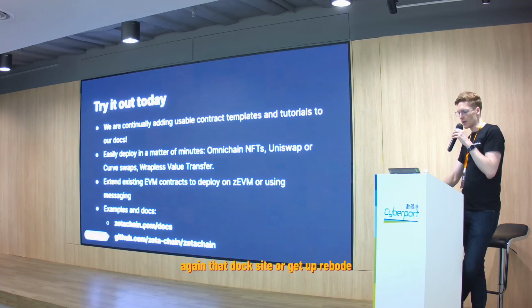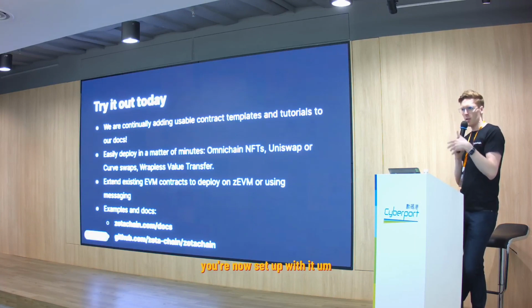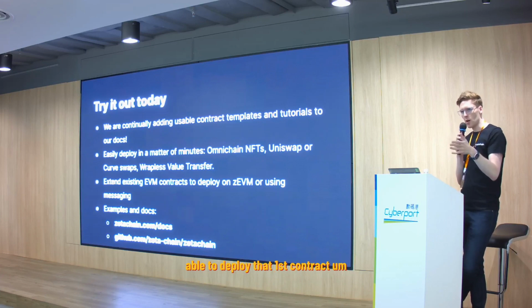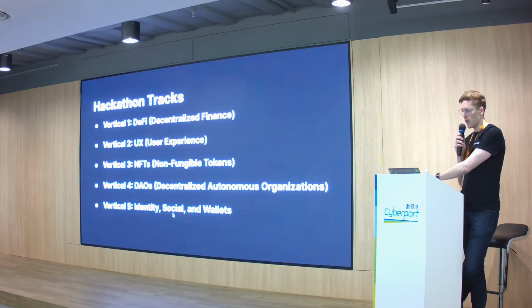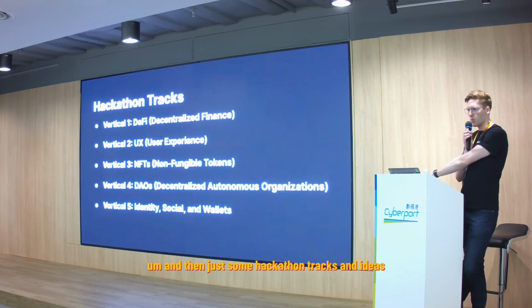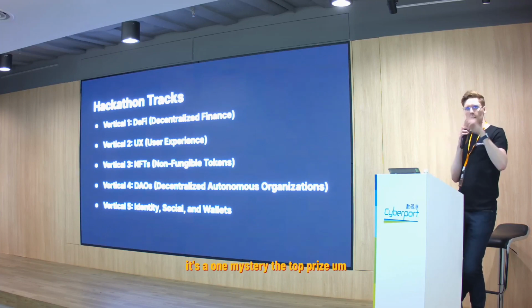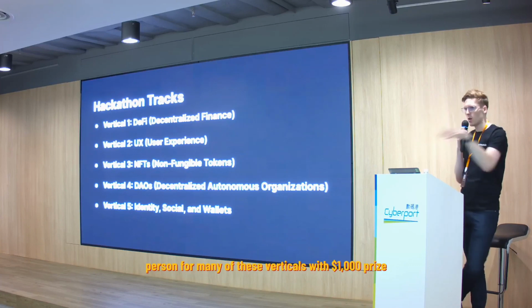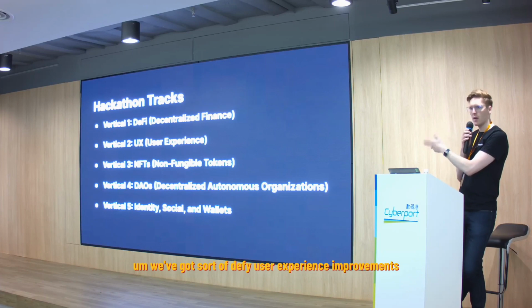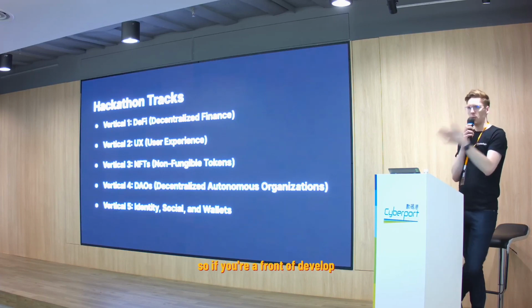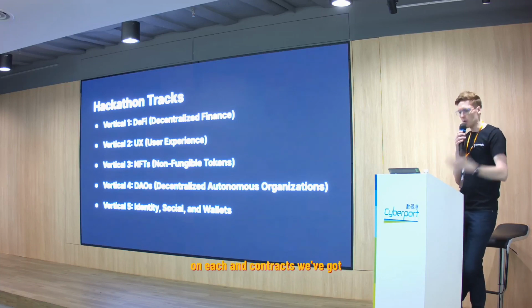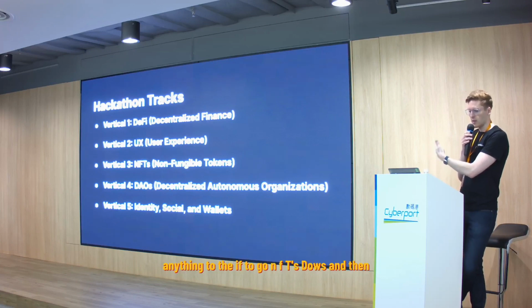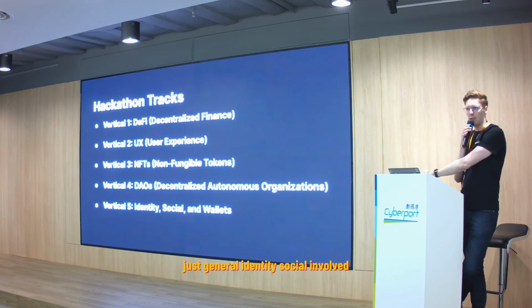Things you can try out today: again, that doc site, our GitHub repo, you're now set up with it. Hopefully, once I sent you that, you were able to deploy that first contract, and you'll be able to get in there and tweak that contract, make some adjustments for yourself. And then just some hackathon tracks and ideas. We do have a hackathon prize here. It's basically the top person from any of these verticals wins a $1,000 prize. We've got DeFi user experience improvements. So if you're a front-end developer, you don't know much about smart contracts, maybe you build a better way to interact with omni-chain contracts. We've got anything to do with NFTs, DAOs, and then just general identity, social, and wallet.